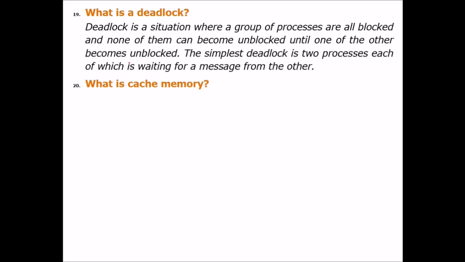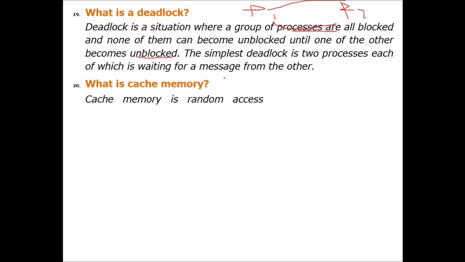What is deadlock? Deadlock is a situation where a group of processes are blocked and none of them can become unblocked until one of the others becomes unblocked. So all are waiting for the other to be unblocked, and this is not possible because everyone is waiting for the next one. The simplest deadlock is two processes, P1 and P2, each waiting for a message from the other. P1 says I am waiting for P2 to respond, P2 says I am waiting for P1 to respond, and not a single process can proceed ahead.